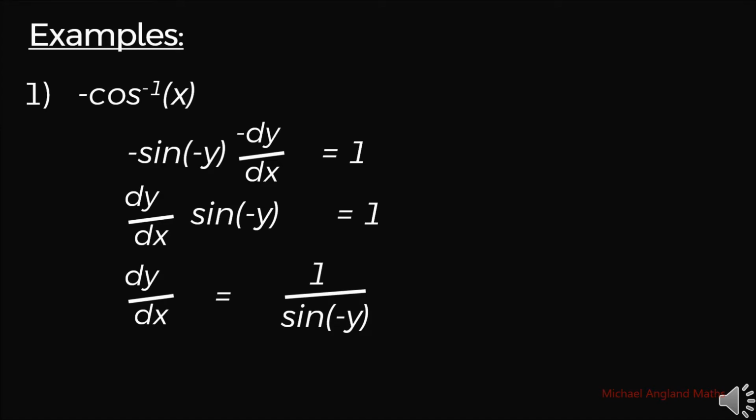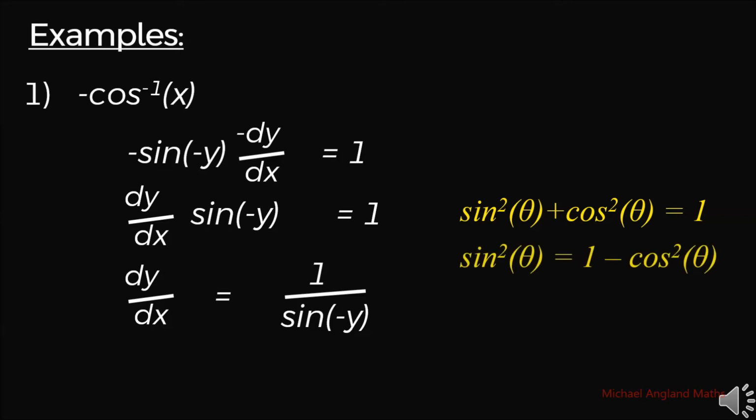1 over sine negative y. Now, noticing an identity in trigonometry, sine squared theta plus cos squared theta is 1. So 1 is equal to sine squared theta plus cos squared theta. So sine squared theta is 1 minus cos squared theta. This leads us to the next step.